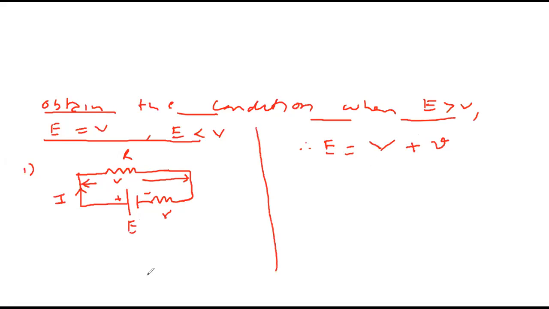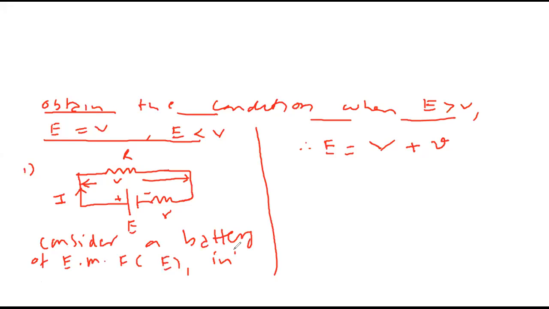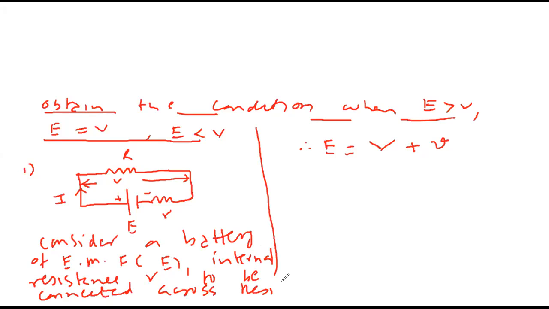Again, see, consider a battery of EMF E, internal resistance r, to be connected across resistance capital R. So total EMF is used to send the charge through this external plus internal.